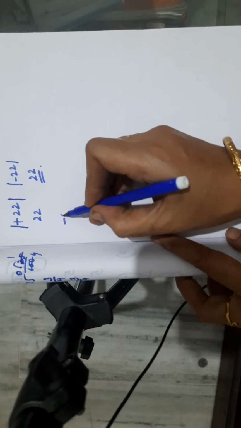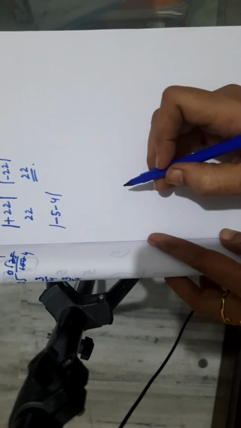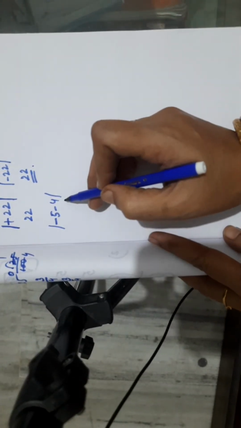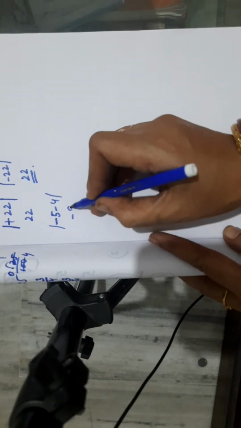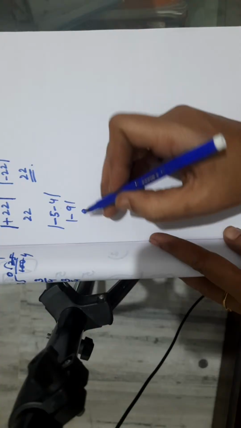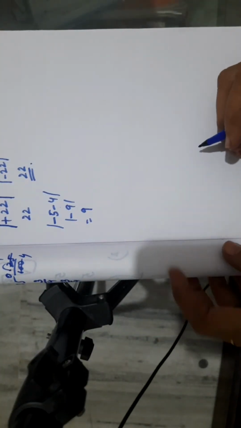If the number is in this way, you will go for the simplification. Minus 5 minus 4 is minus 9. Now bringing it out of the absolute value, the final answer is 9. So this can be one of the questions.